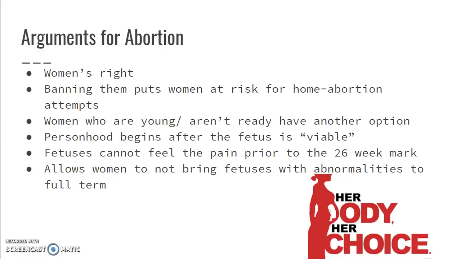There are a lot of women who are young and aren't ready for a baby, and they don't have another option because their family can't afford a child, or they are trying to get their education when the child occurs. Many people believe that personhood begins after the fetus is viable. So what that means is many people believe that a baby within somebody is not a person until they get out of the womb and take their first breath and until they're given their God-given rights. So many people believe that an unborn fetus is not considered a child.